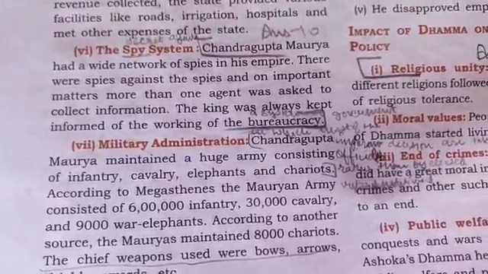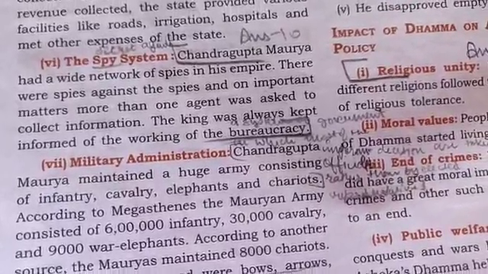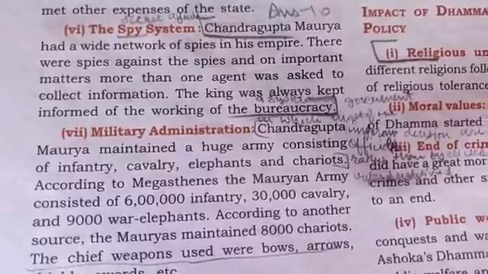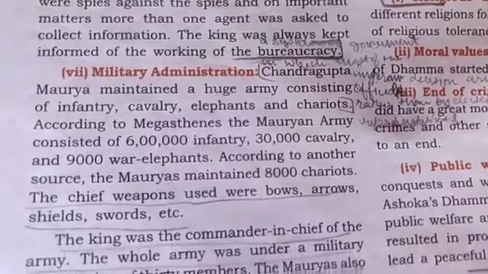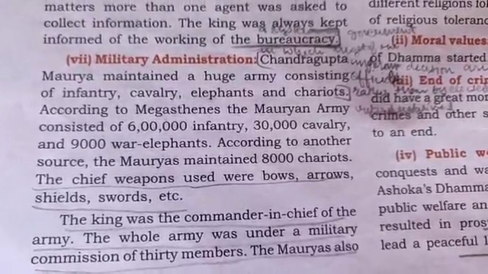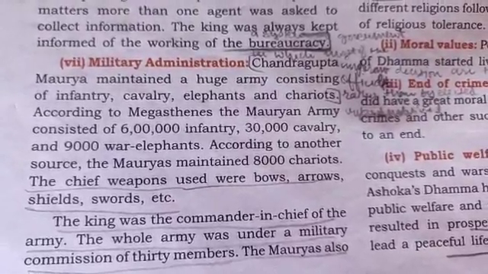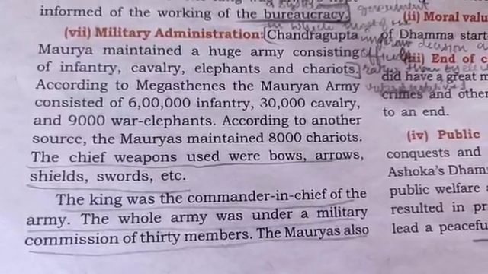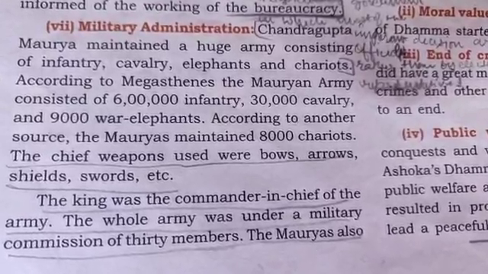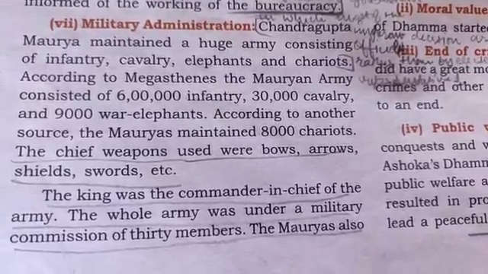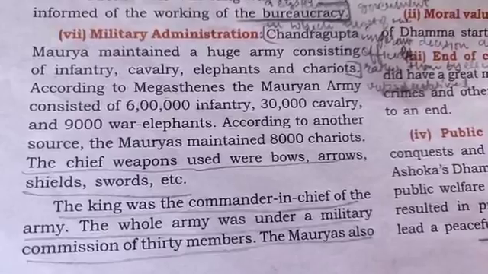And these spies did not know who the other spy was. So this was quite effective. The king was always kept informed of the working of the bureaucracy, that is the government. Now, military administration. Chandragupta Maurya maintained a huge army consisting of infantry, cavalry, elephants and chariots. According to Megasthenes, the Mauryan army consisted of 600,000 infantry, 30,000 cavalry and 9,000 war elephants. According to another source, the Mauryas maintained 8,000 chariots.